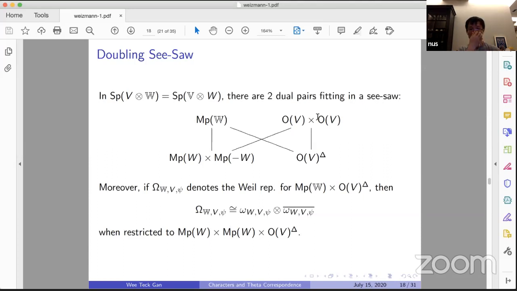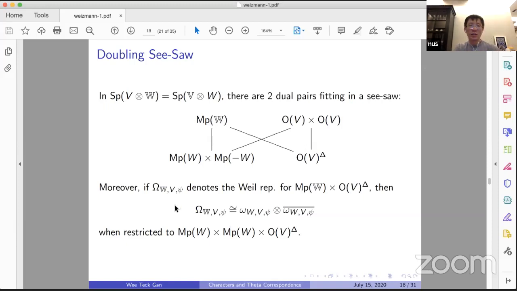It's not literally containment, but this maps naturally to there, and this diagonal embedding to there, to the product of the orthogonal groups. Of course, you have the same seesaw diagram with the roles of V and W exchanged. In fact, you could enhance this diagram. You could go down on this first column and put the diagonal copy of MP W, and on this second column, you can go up and put O of the doubled V. But let's just look at this one. This is called the doubling seesaw. It is a seesaw because it looks like a seesaw, and a doubling seesaw because it involves this doubled space.